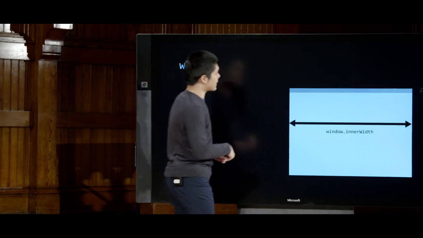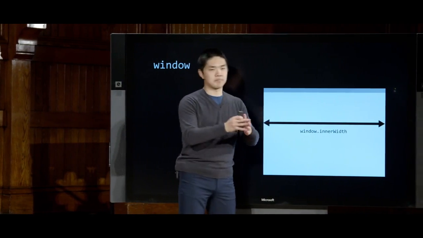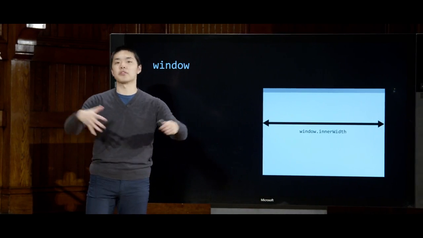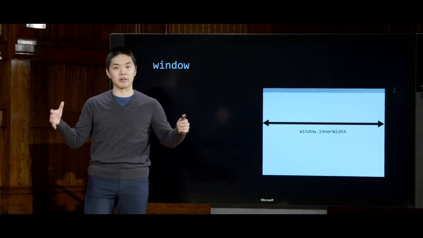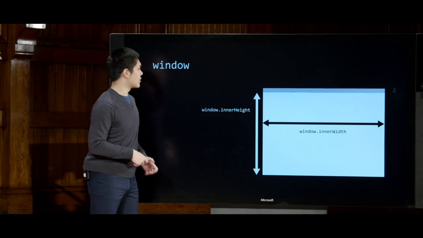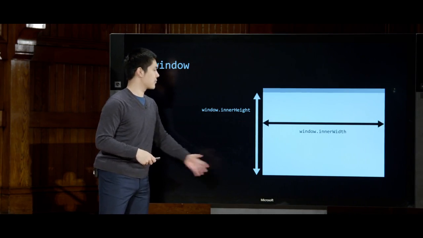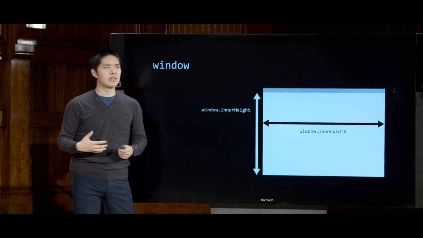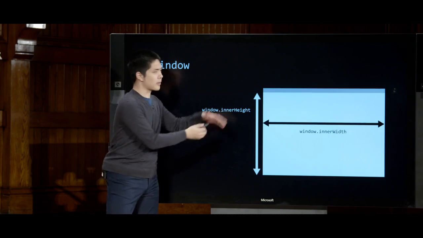Something like window.innerWidth will represent how wide is the window, which might be useful to know like the size of the user's screen, for example, to know how many pixels wide the window happens to be. And just as there's a window.innerWidth, there's also a window.innerHeight that represents the height of the window as well.